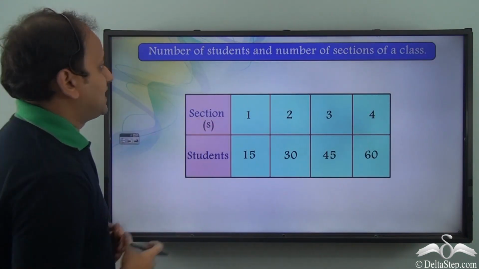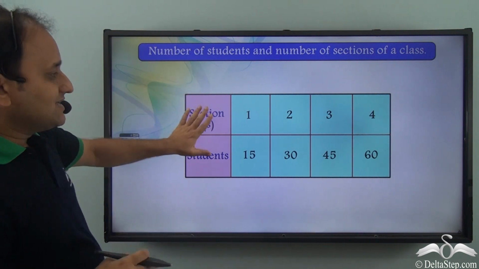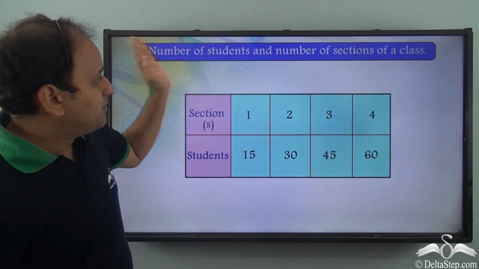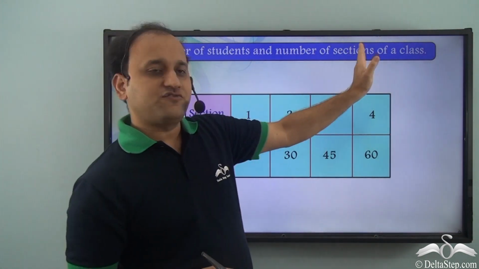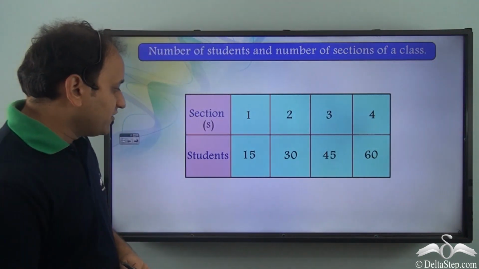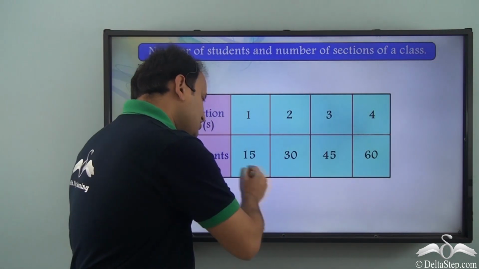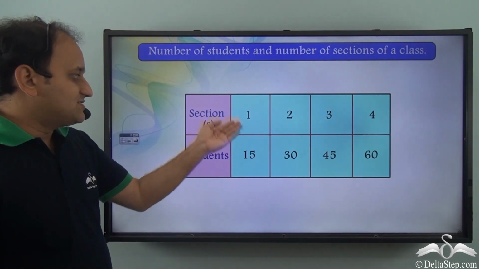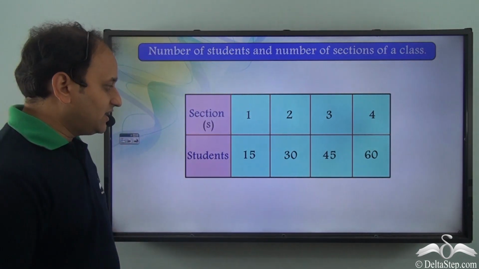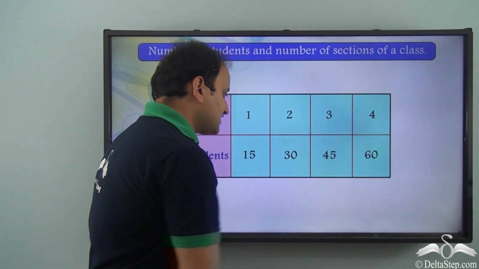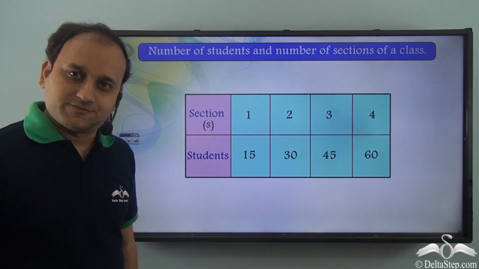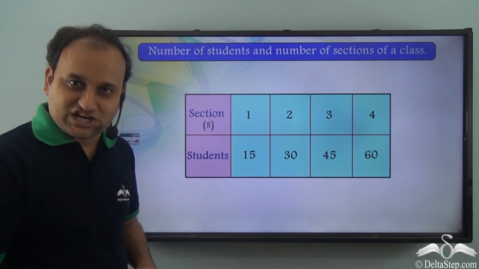Now let's see another example here. This is the relation between number of students and number of sections of a class. So if there are only 15 students in a class, then there is only one section. But if there are 30 students in a class, then we have two sections. So 15 students in each section.